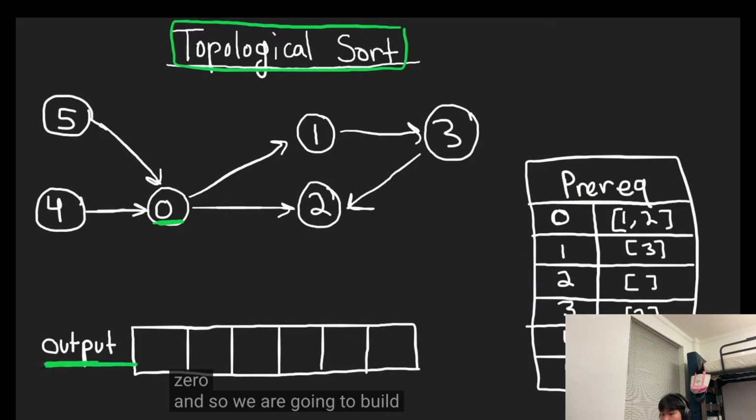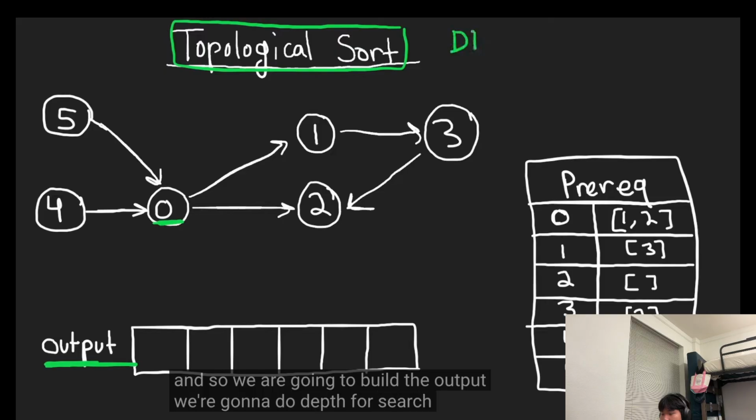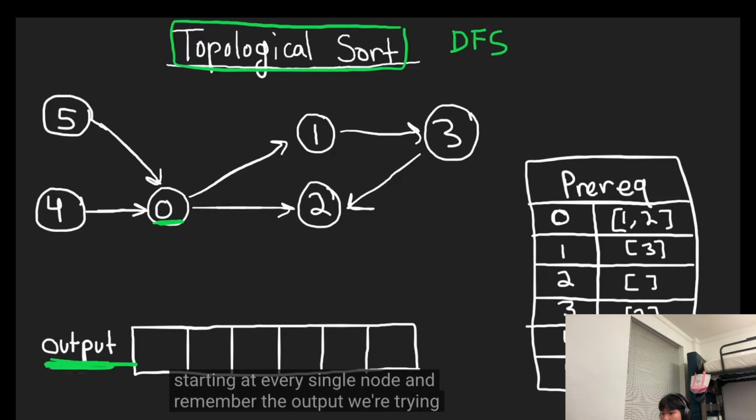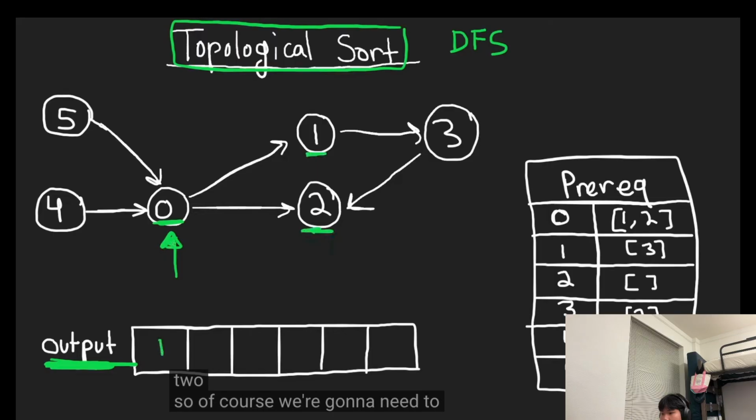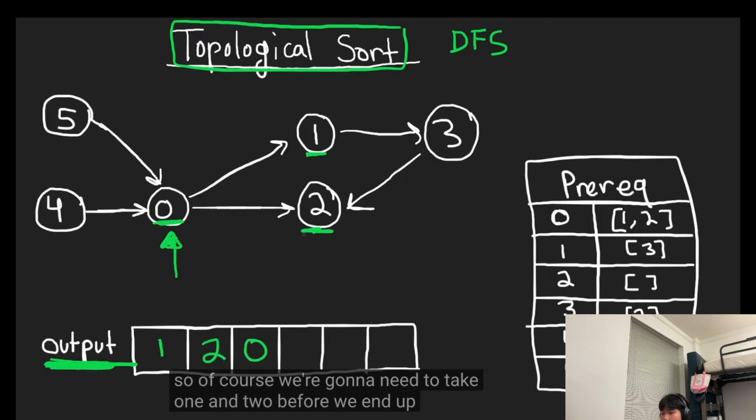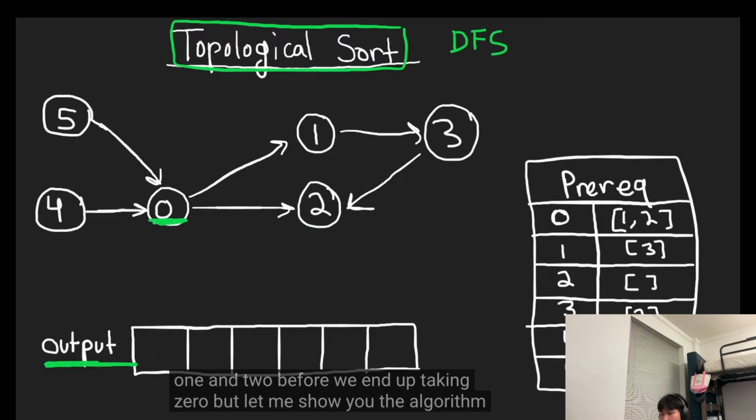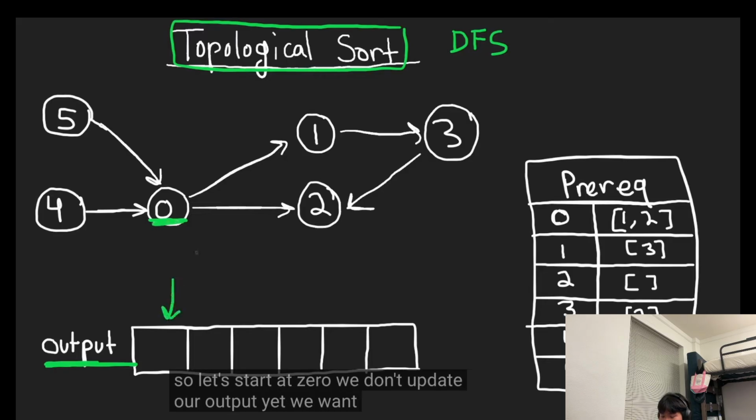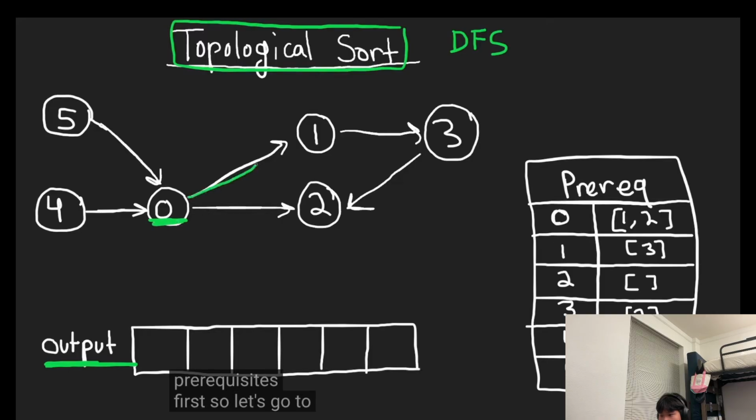And so we are going to build the output. We're going to do depth first search starting at every single node. And remember, the output we're trying to build is the order in which we can take courses. So just by looking at it, you can tell, okay, 0 has 2 prerequisites, 1 and 2. So of course, we're going to need to take 1 and 2 before we end up taking 0. But let me show you the algorithm. So let's start at 0. We don't update our output yet. We want to take the prerequisites first. So let's go to one of the prerequisites, which we can tell from our prereq map.